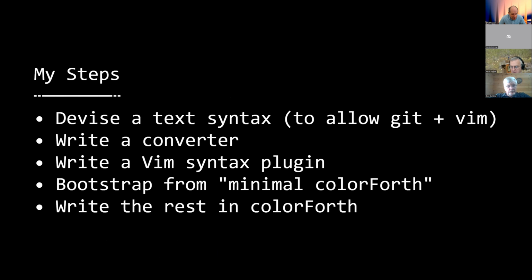proclivities, but what I've done is I devised a text syntax to allow me to sort of check in and out my work in a format that I could preserve easily in conventional source control. And then I've written a converter that converts in and out of the syntax. And then I quickly found that, well, I wanted to see the colors, so I wrote a syntax plugin for my text editor Vim. And then from there, I bootstrap from a minimal colorForth, and then write the rest in colorForth. So I'll walk through how that works.